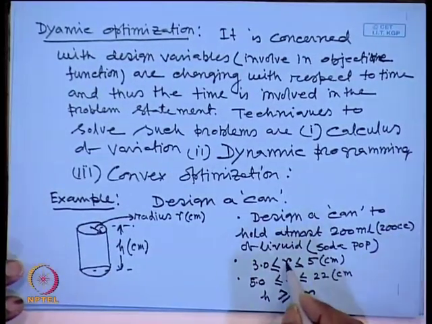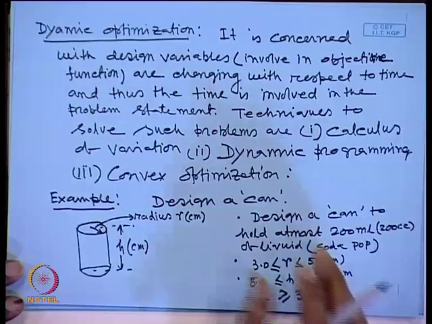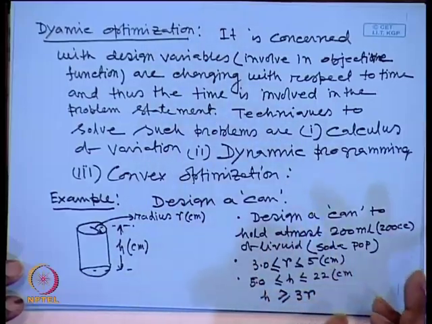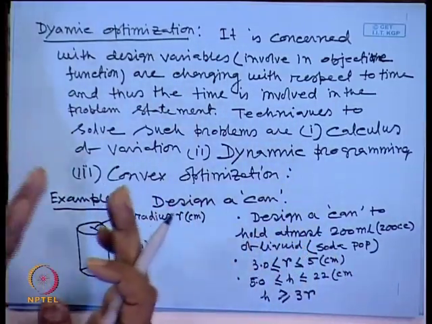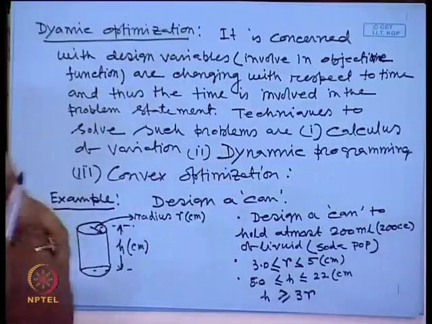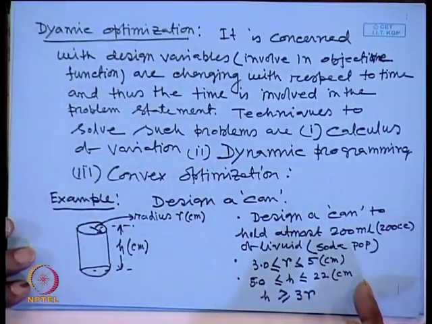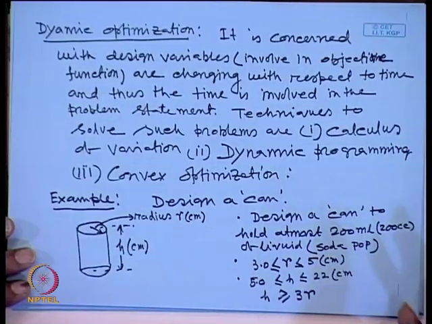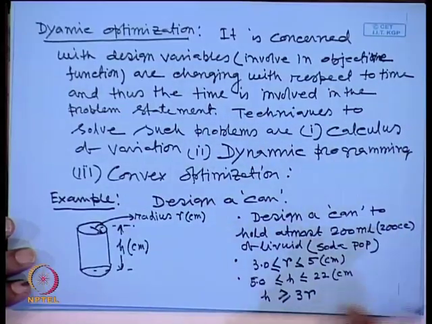Basically, you see R and H, the radius of the can and the height of the can, are side constraints. Side constraint means R cannot be more than this or less than this. Similarly, height also cannot be more than this or less than this. And this constraint is given for aesthetic reasons, in the sense that we can hold the can comfortably with these constraints.